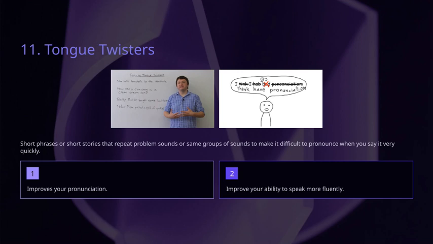Additionally, regularly working with tongue twisters can boost your ability to speak more fluently. When you practice these tricky phrases, you're training your mouth muscles to work more smoothly and efficiently. This is a fun yet effective way to strengthen your overall speaking skills, which ties back to our goal of becoming more confident and clear communicators.